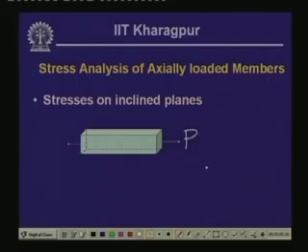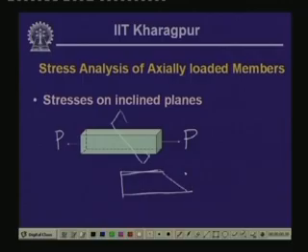Now, if we would like to evaluate the stresses at any inclined plane, let us cut this body by an inclined plane. And if we draw the free body diagram of this, then we have the body in this form. Now, here we have the resistive force P which is acting on this.